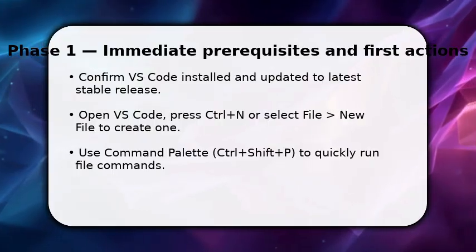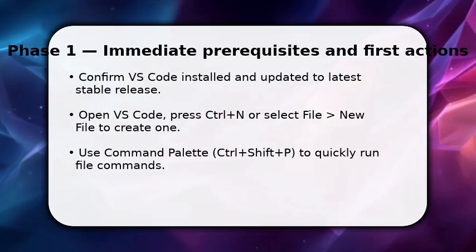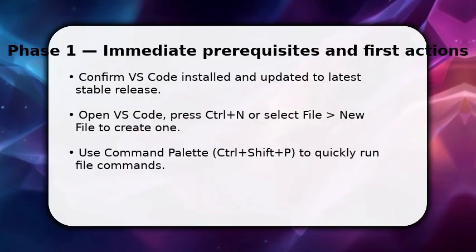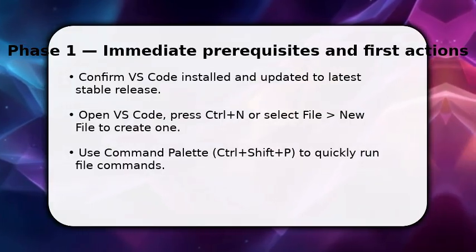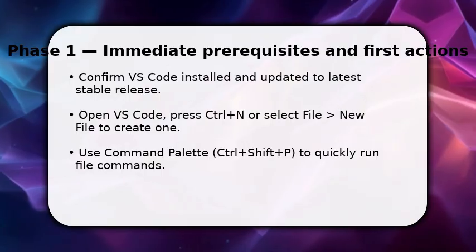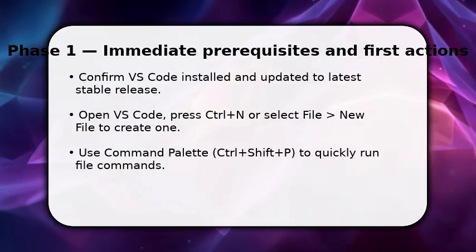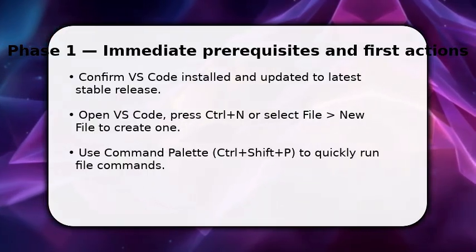You already have the essentials: VS Code installed and a project folder ready. Now create the file, press Ctrl+N or choose File, New File. This opens an untitled editor. Once done, give it purpose by picking a language mode in the lower right corner. That sets syntax highlighting and snippets.